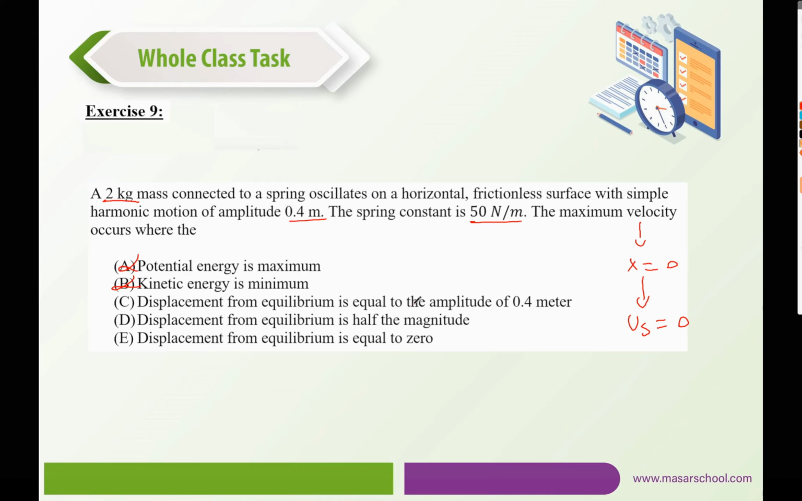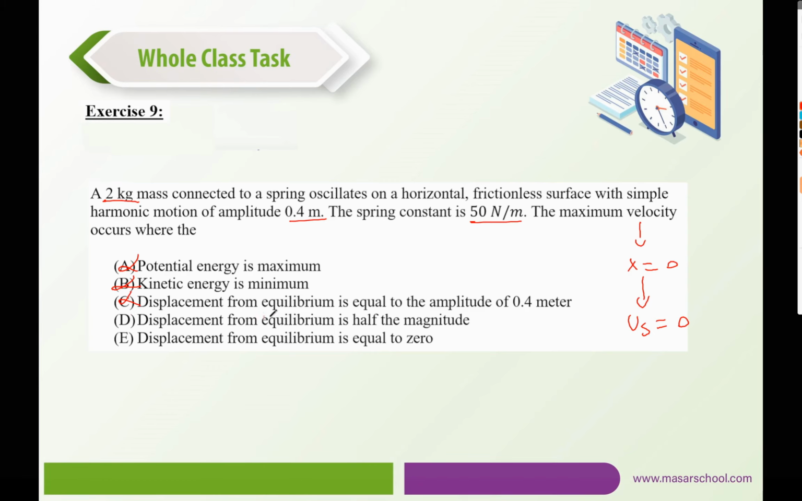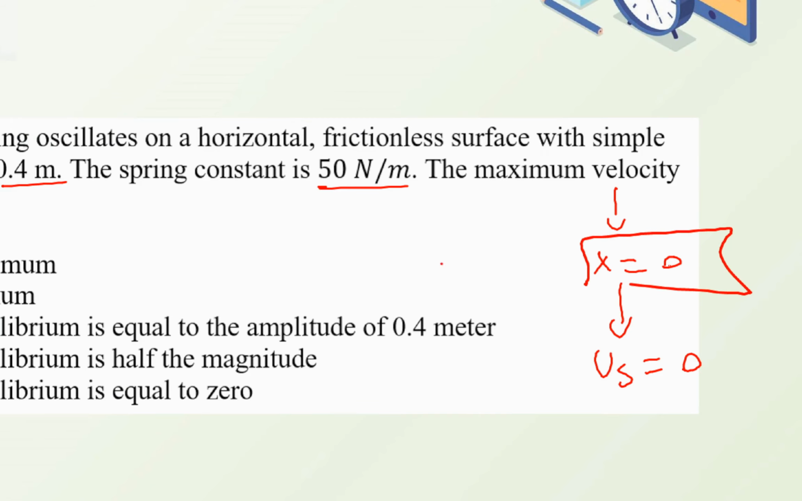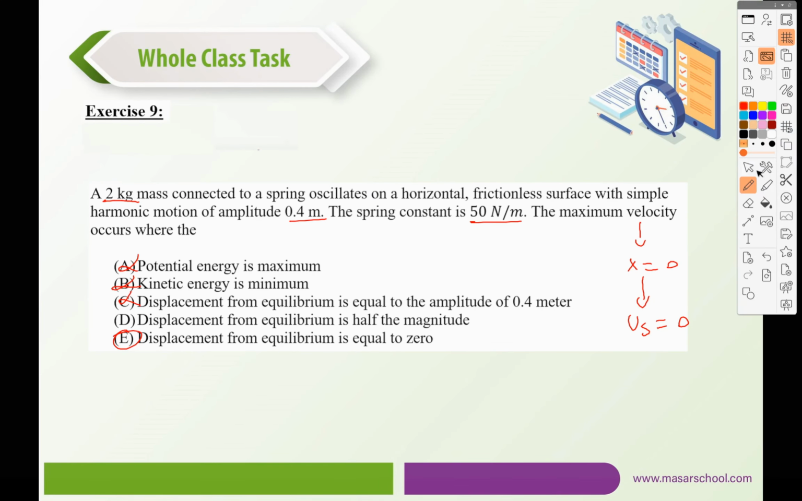When the displacement from the equilibrium is equal to the amplitude, which is 0.4 meters, no, because we said that the position is 0. When the displacement from equilibrium is half the magnitude, no, that's wrong, it should be equal to 0. When the displacement from the equilibrium is 0, which makes E the correct answer.